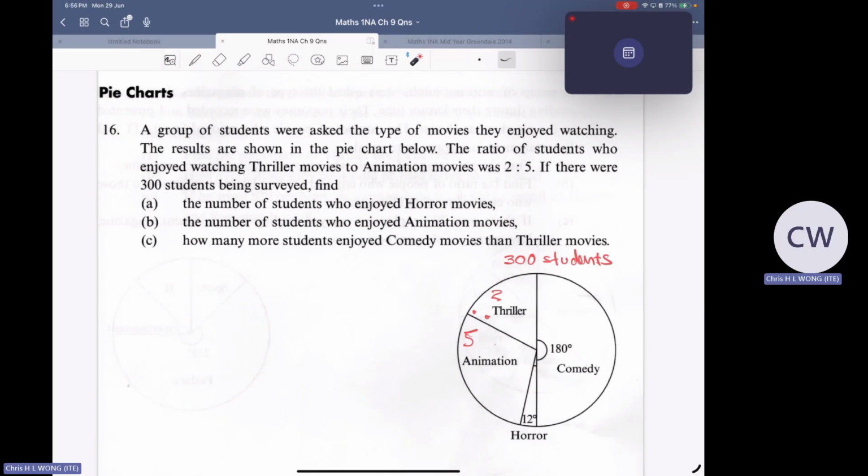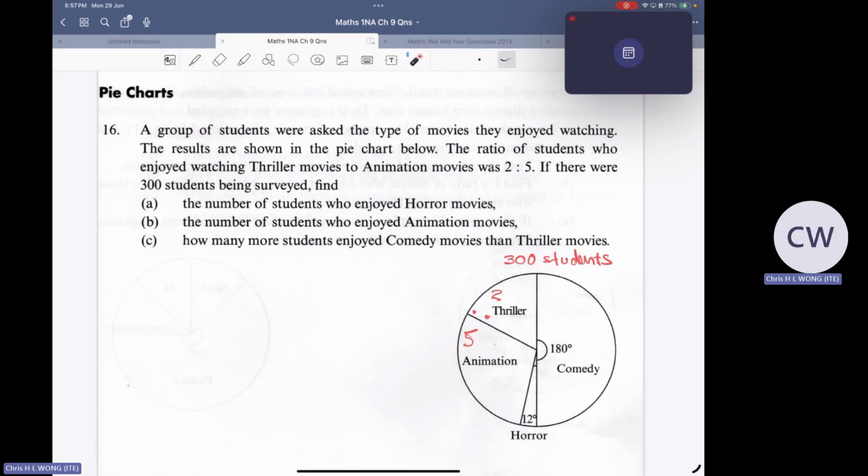So it depends on what they want. If they're talking about percentage, they give you percentage. If they give you degrees, very likely the rest will all be in degrees. If they give you percentage, very likely the rest will be in percentage. If we are talking about degrees for a pie, it's always 360 degrees. But if they ask you to find percentage for a pie, it is always 100%. So it depends on what they want.